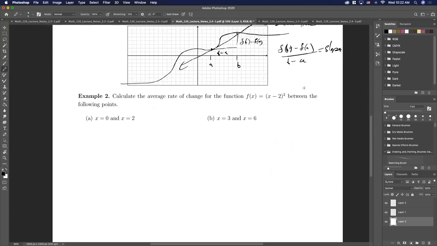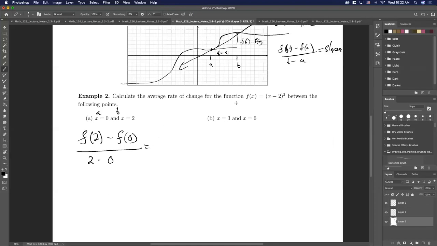All right, so here we're going to calculate the average rate of change for this function. You actually don't need a graph to do this, you can just do it by hand. And so here we're going to have f, we're going to call this a, we're going to call this b just for kicks. So f of 2 minus f of 0 all over 2 minus 0.